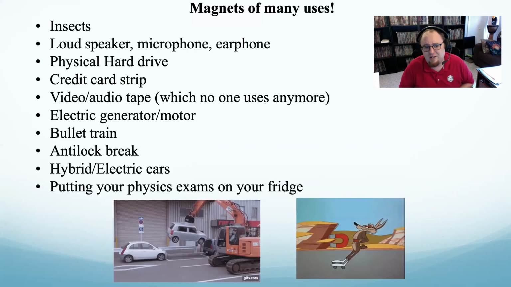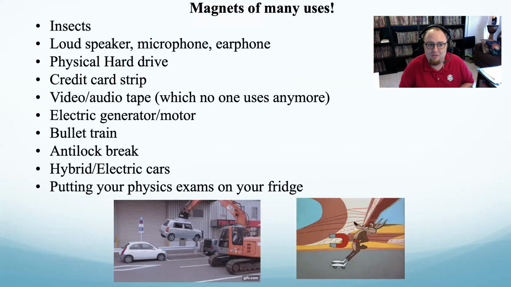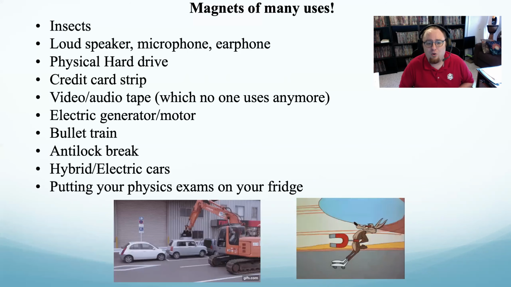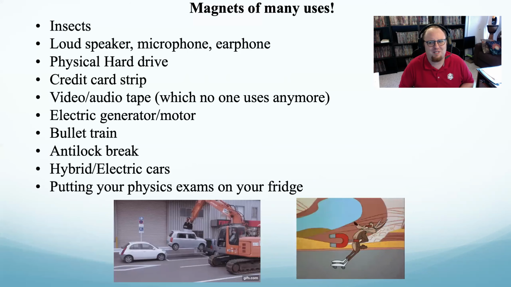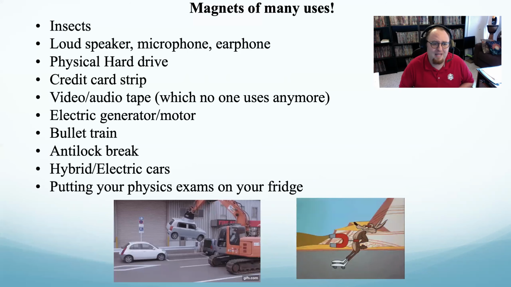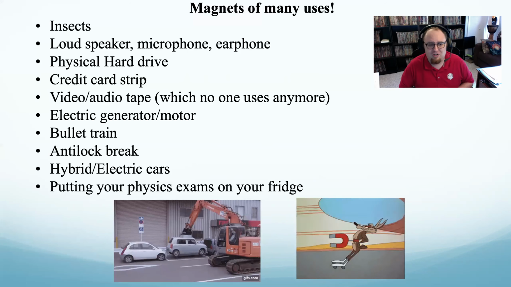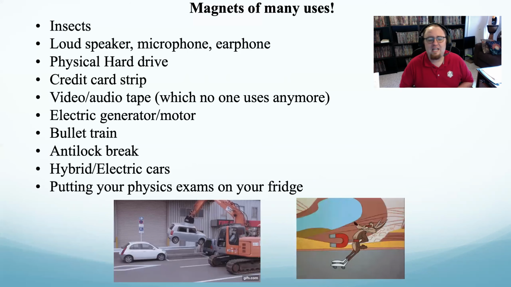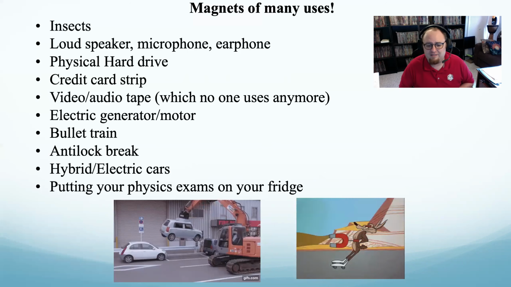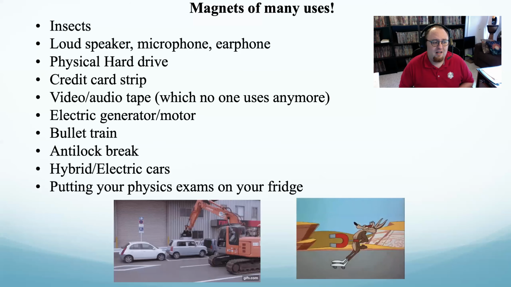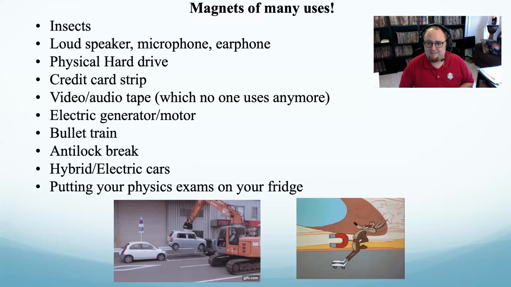It's how a credit card strip, which I guess I don't use much anymore, works. It's how a lot of these things we don't use much anymore work, like tape, as in video and audio tape. That was them. It's how a motor works. It's how a bullet train works. It's anti-lock brakes. It's everything. So we should actually talk about what the hell it is.